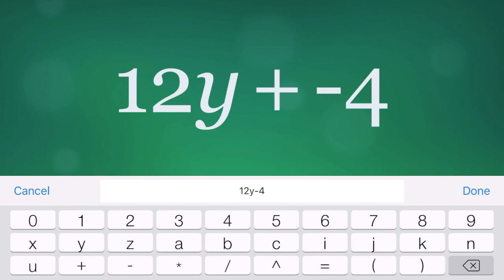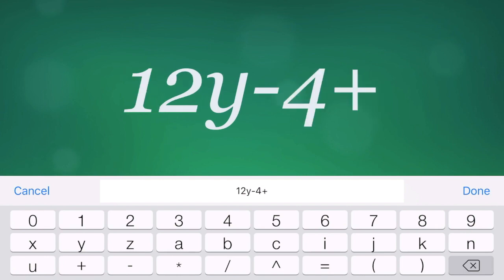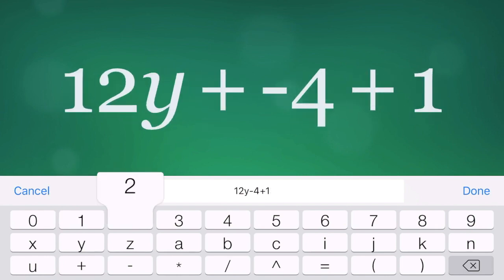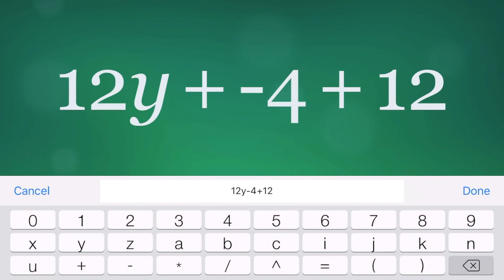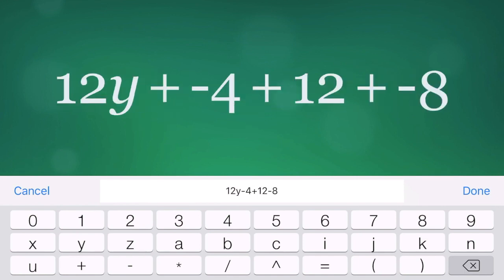So in between the cancel and the done sign, you can see what it looks like on your paper, but on Algebra Touch they're showing you the plus sign because that means combination, and it's really a -4. And then I have +12, and then I have -8, and I'm combining a -8. So they use the plus signs as combinations.